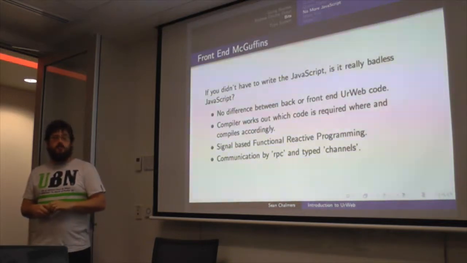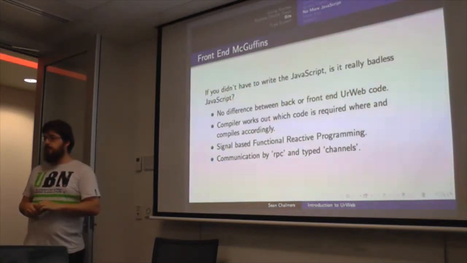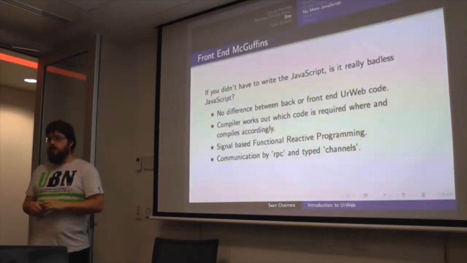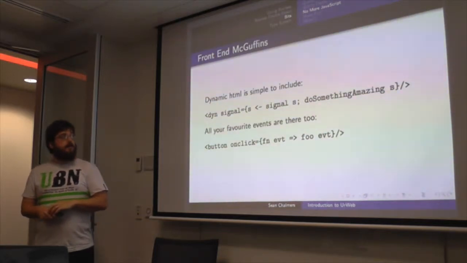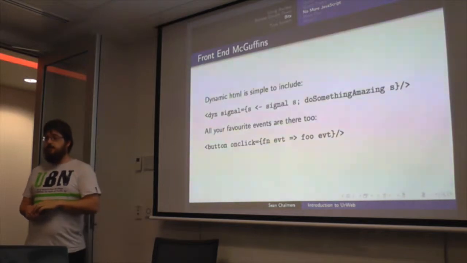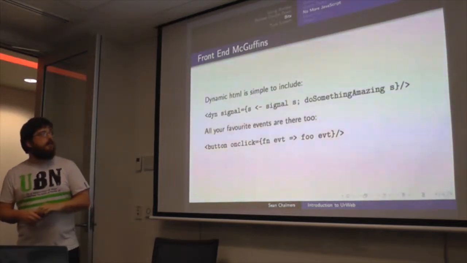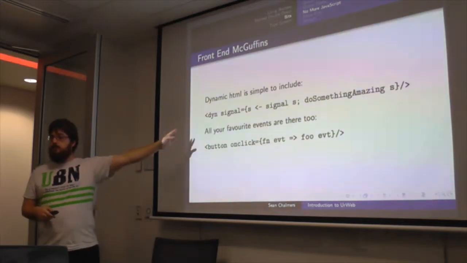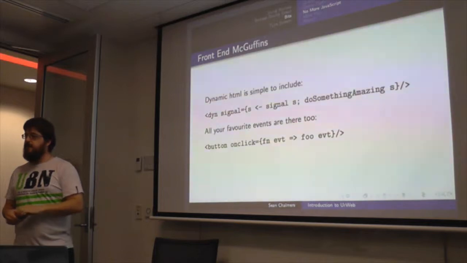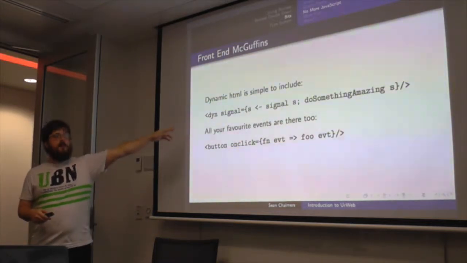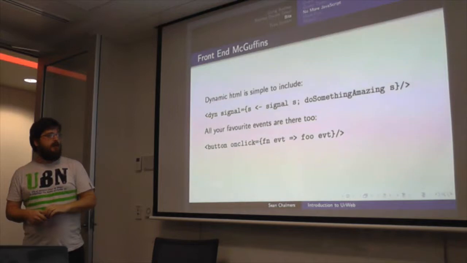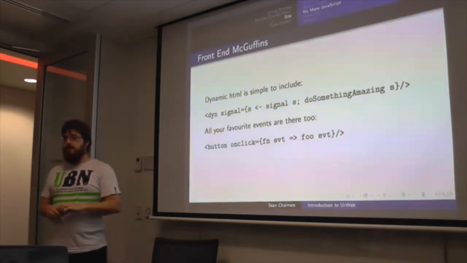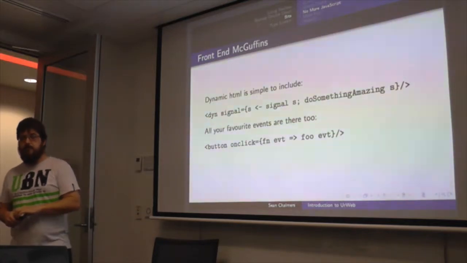The front end also has support for functional reactive programming using signals. And the communication with the backend is usually via RPC or typed channels, similar to CSP channels. So if you've got just some dynamic HTML, which is going to change based on some functionality, you'll just read off a particular signal, which you created earlier, and then do something amazing. And you can either replace this HTML dynamically in the page, or do something else entirely. And there's also all of our old favorites, like onclick, onkeydown, onchange, all the rest of it. They're all in there as well.